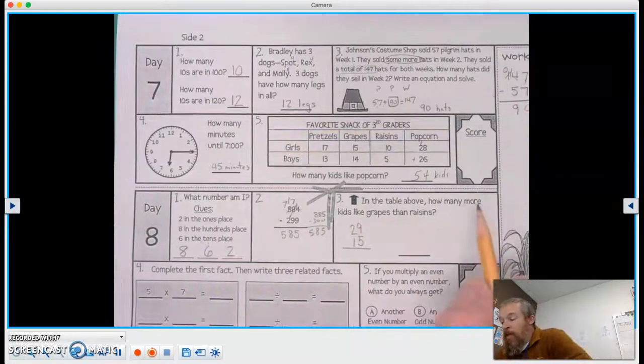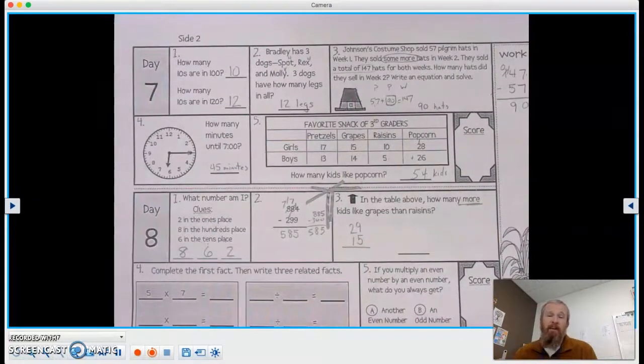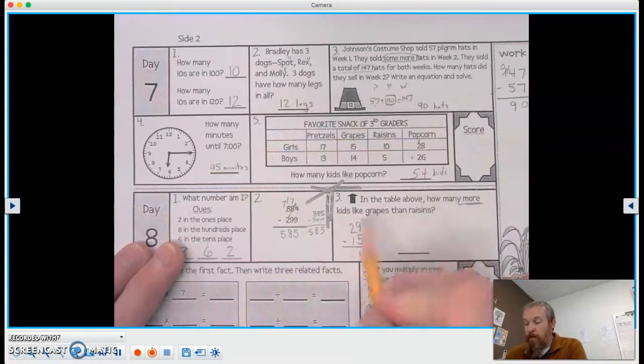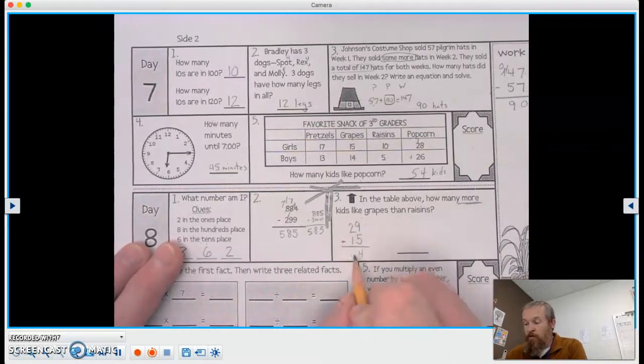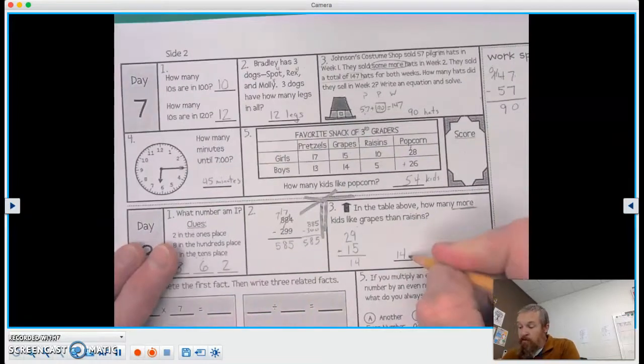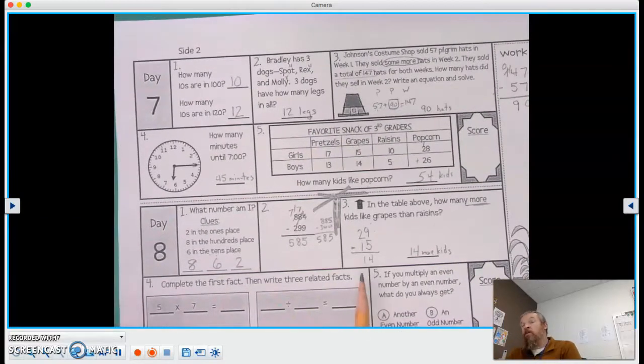But it says how many more, so we're going to compare the 29 and the 15 now. Now we got to figure out what is the difference between those. So we're going to say 9 minus 5, there's more on top, no need to stop. There's a 4. And 2 minus 1 is 1. So there are 14 more kids like grapes than raisins.